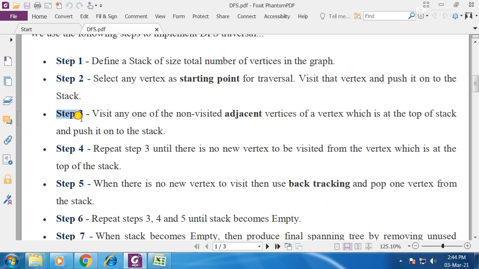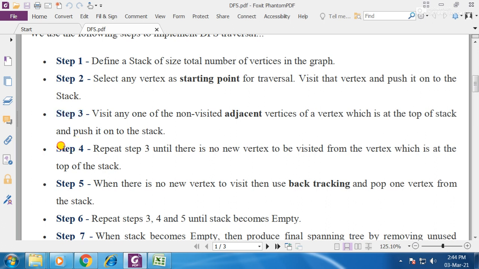Step number 3, visit any one of the non-visited adjacent vertices of the vertex which is at the top of the stack and push it on the stack. Okay, so whatever vertex is at the top of the stack, we have to visit its adjacent vertices and then we have to put them in the stack.